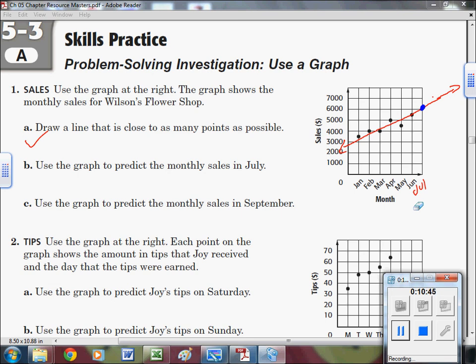It might be more like 5,900. But in this one, it crossed almost exactly at $6,000. So we're not going to overthink it. We're just going to say, all right, $6,000.